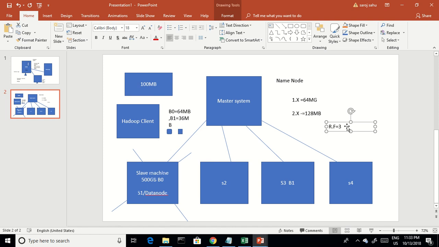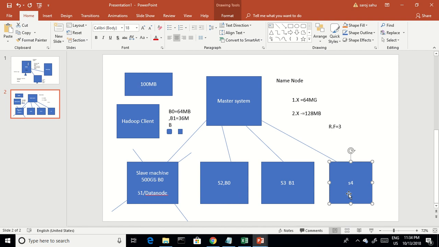So what does it mean? It means any block will have a replica of 3 copies in the cluster. Block 0 will have 3 copies. This is the original copy, and it can have 2 more copies, and they should not be stored in a single machine. Multiple copies of the same block will not be stored in the same machine. For example, B0 is here, so B0 will be stored again in this machine, because the replication factor is 3.